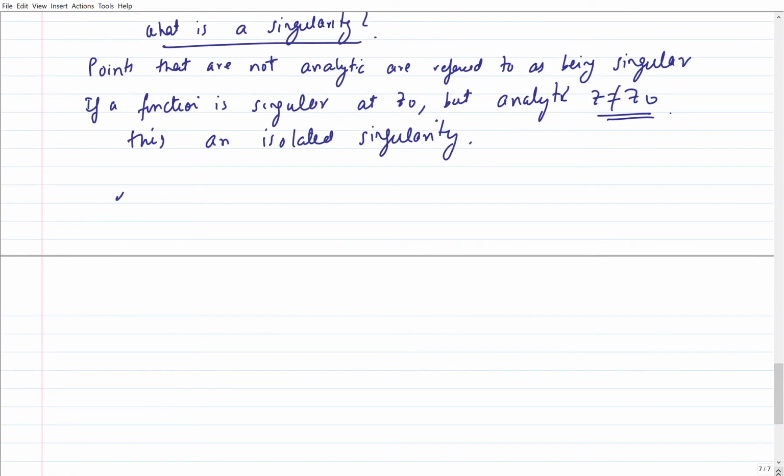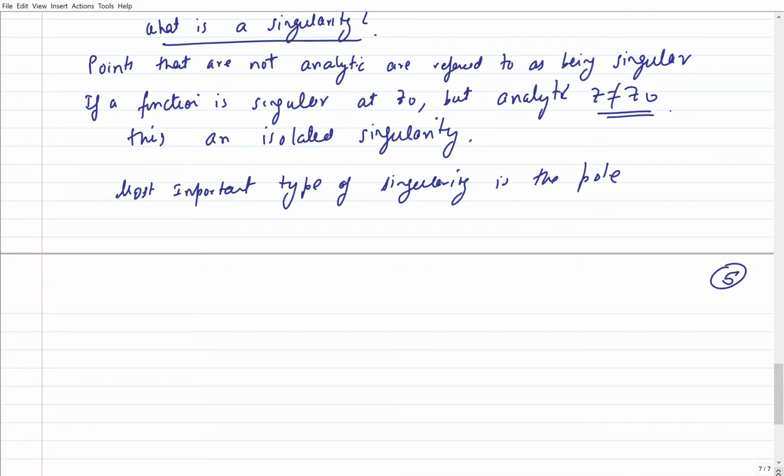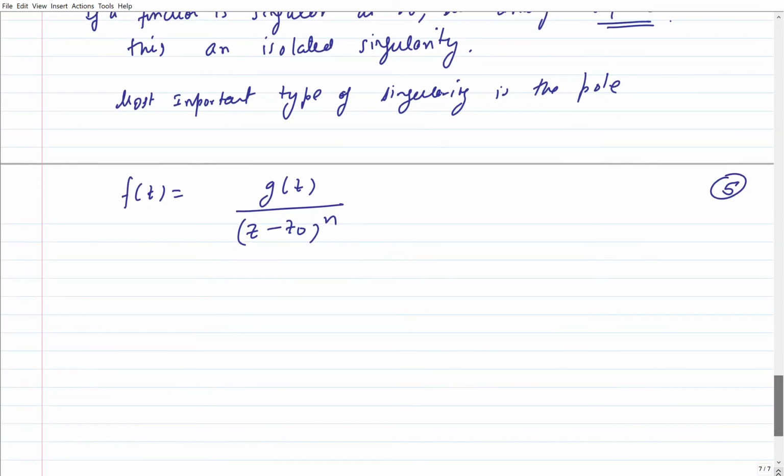Okay. So one of the most important kind of type of singularity is the pole. So what do we mean by the pole? So for example, let's say I have a function fz equals to gz divided by z minus z0 to the power of n. So what do I get? Let me assume n is a positive integer.